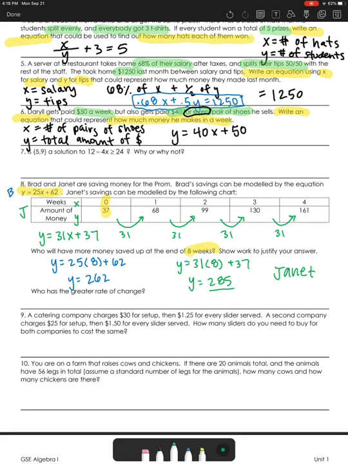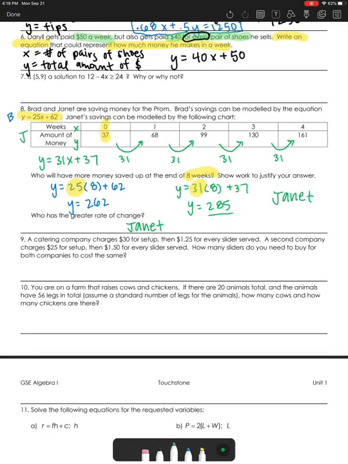So then the next question, who has the greater rate of change? Well, what did we just say? Rate of change is how much they saved week to week. So that means we're looking at this 31 and this 25. Well, who had a greater rate of change? Again, that is going to be Janet. That's not always true, that who's going to have more money saved at the end of the 8 weeks and the rate of change is going to be the same answer. That just happens to be the case in this problem.